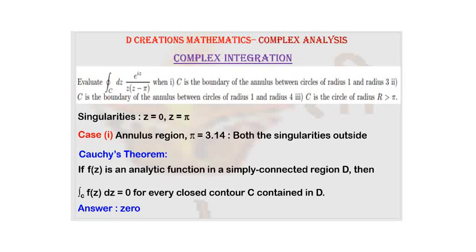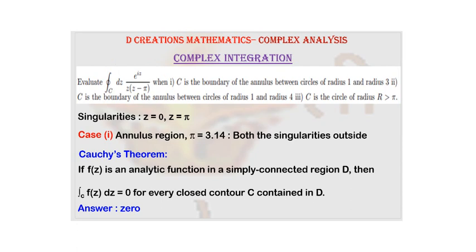Under the playlist Decreations Mathematics, we are looking at different concepts from maths, particularly complex analysis. So let us solve a question based on complex integration. Here you can see that you have to evaluate this integral and three cases have been specified.